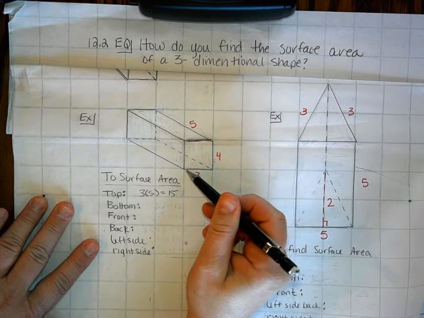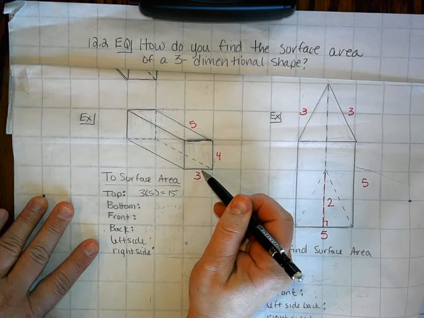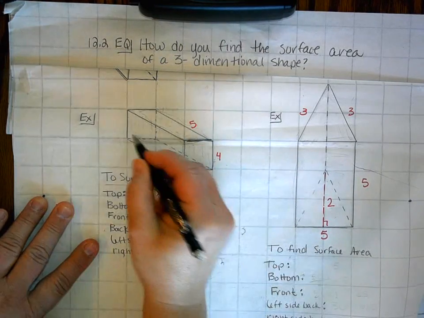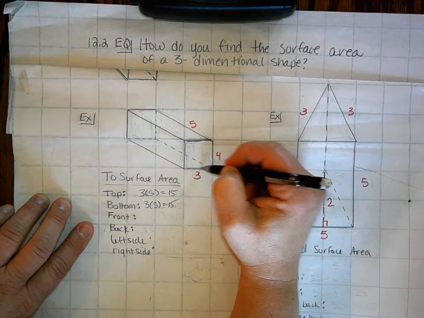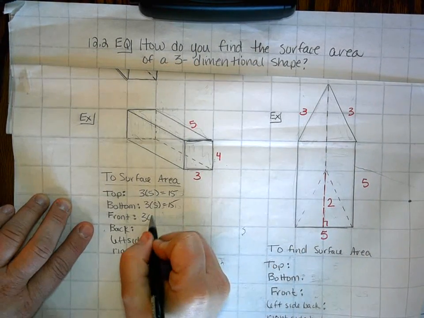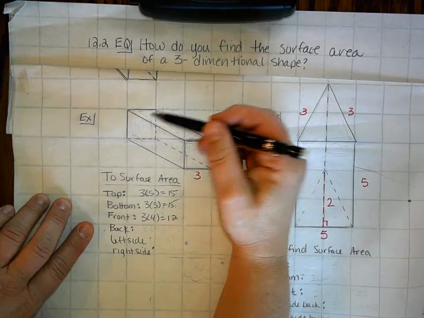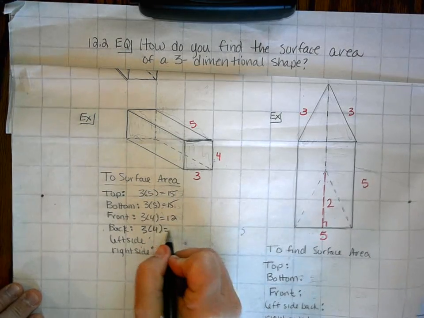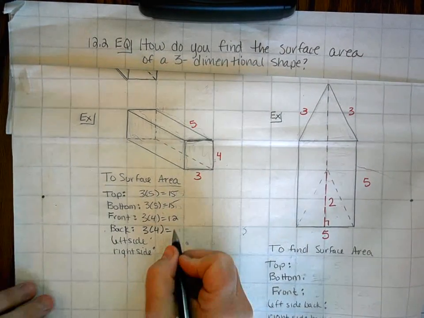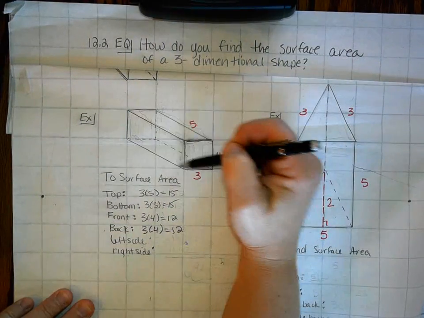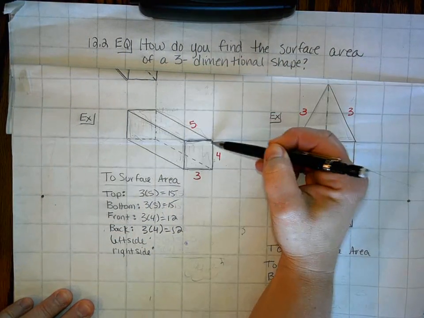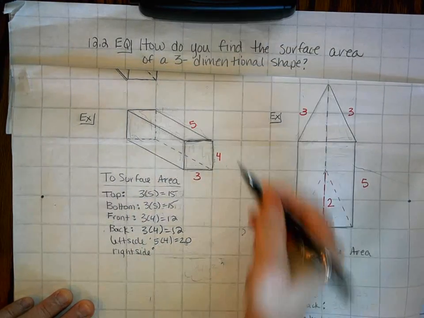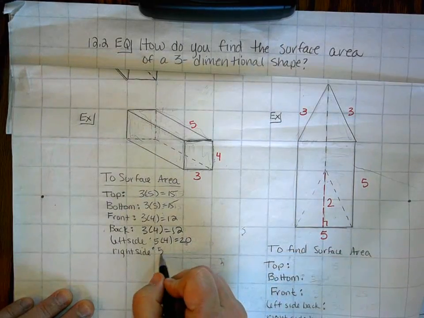The bottom, I see, since this is a rectangle, is exactly the same dimension. It's 3 wide, 5 long. The front is this part right here, and that's 3 by 4, which is 12. In the back is the same. The left side here is 5 long by 4 high, and I got that by looking over here. And the right side is exactly the same.